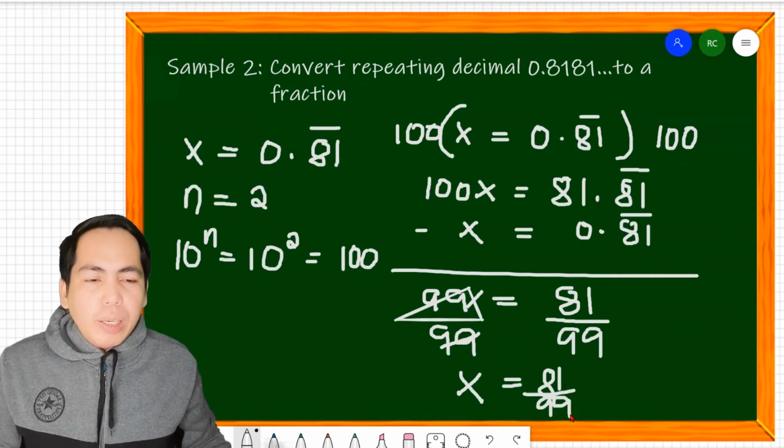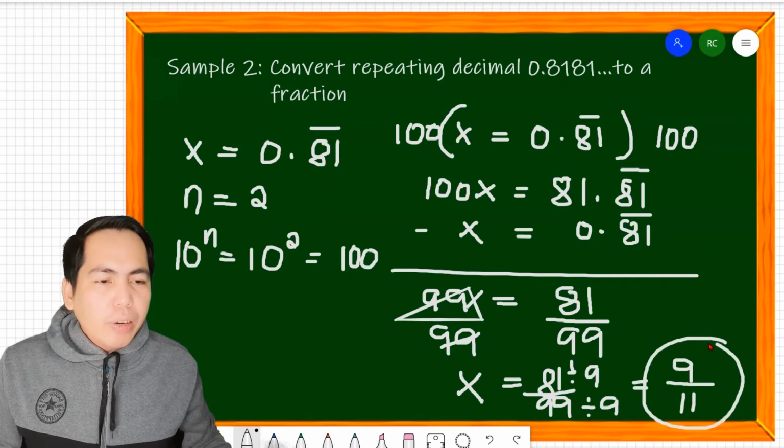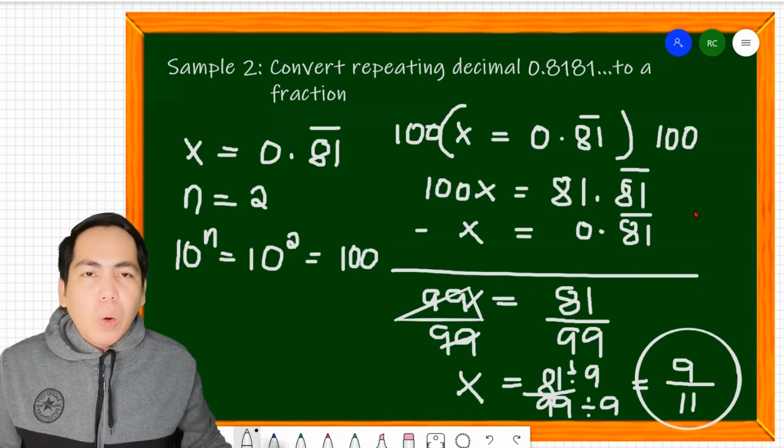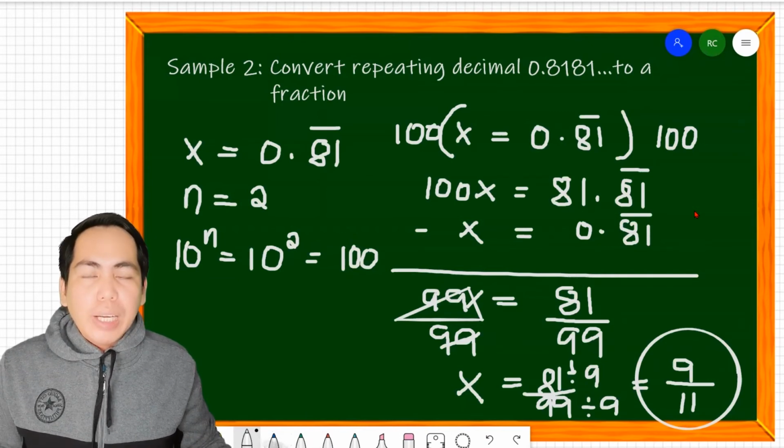Since 81 and 99 can both be divided by 9, 81 divided by 9 is 9, and 99 divided by 9 we have 11. So therefore, the fraction equivalent to 0.8181 and so on is 81 over 99, or in lowest term, that is equivalent to 9 over 11.